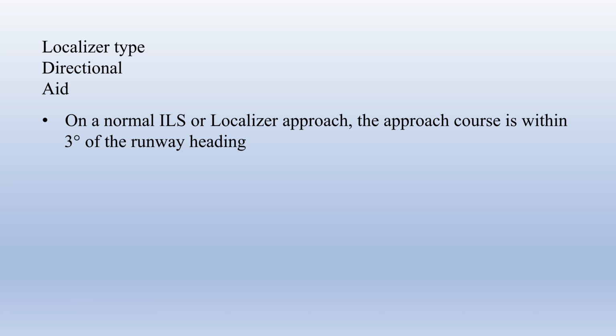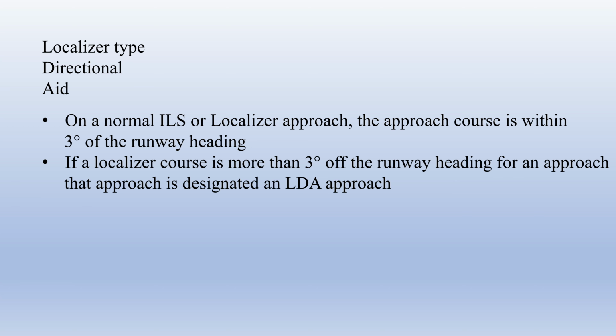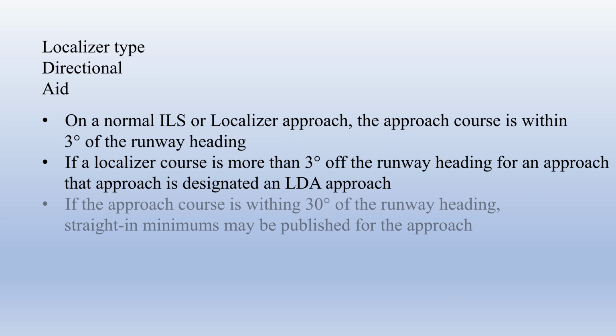On a normal ILS or localizer approach, the course of the localizer must be within 3 degrees of the runway's heading. If the approach course is offset by more than 3 degrees, the approach will be an LDA rather than an ILS or localizer approach. Though if the approach is within 30 degrees of the runway heading, it can still have straight-in approach minimums.